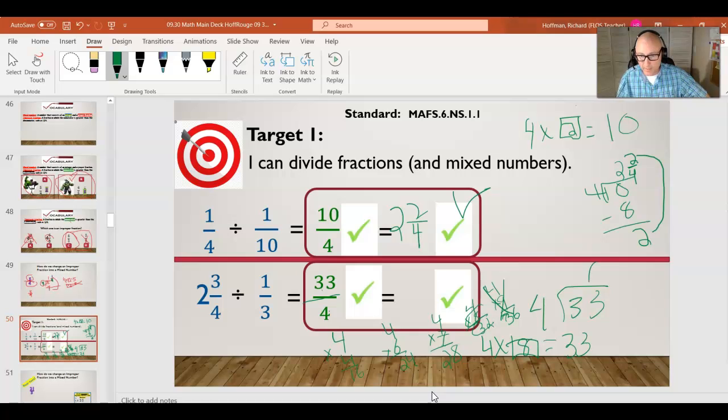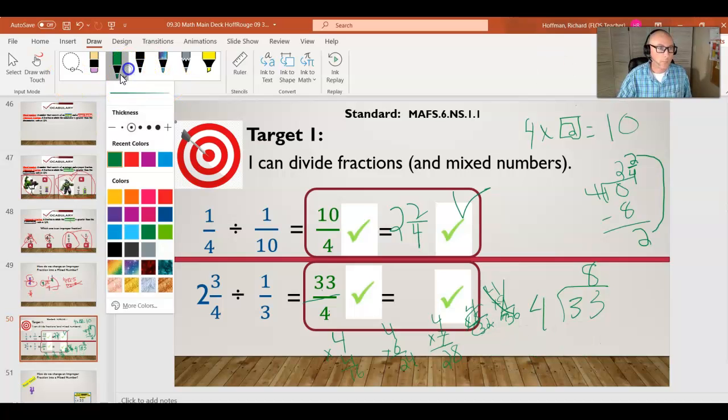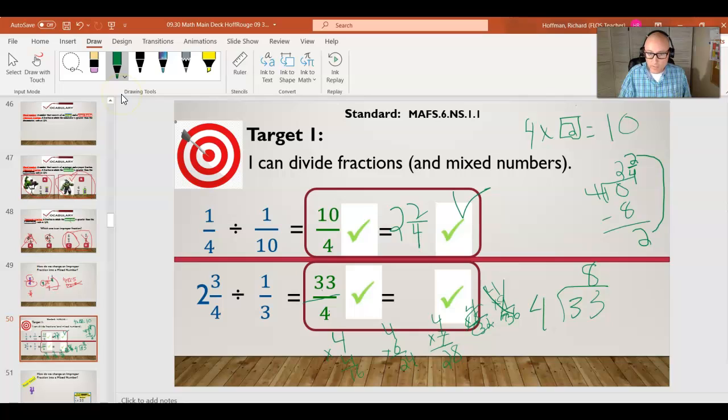What is 4 times 8? Let's see if we can erase some of this here. So 4 times 8, we said, is 32. Subtract, that's 1. That's our remainder. Remainder goes on the top. Divisor goes on the bottom. Remainder goes on the top. Divisor goes on the bottom. 8 1/4. That's the highest level you can take this problem to.